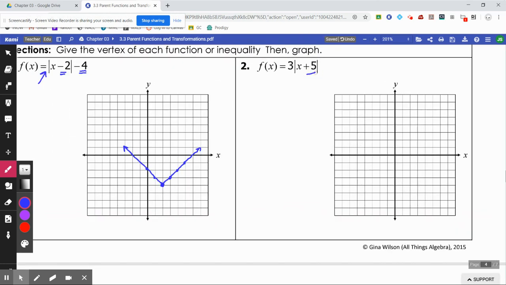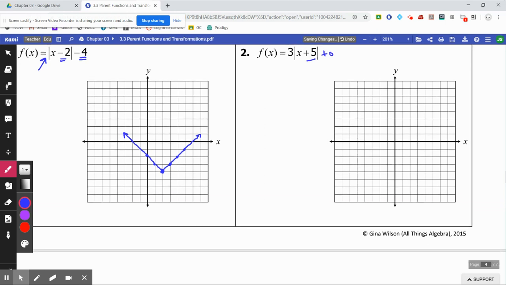Let's see, left 5, and then there's nothing out here, so we're not moving up or down any. So we're just going to go left to the 5. 1, 2, 3, 4, left 5 right there. And that's our new vertex.